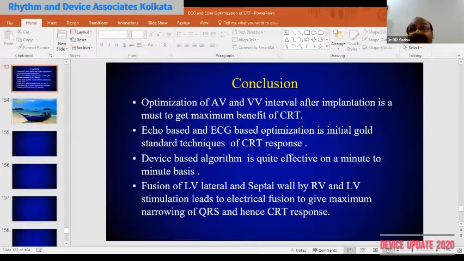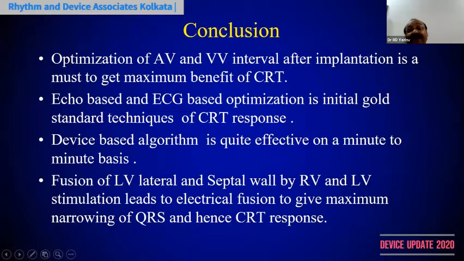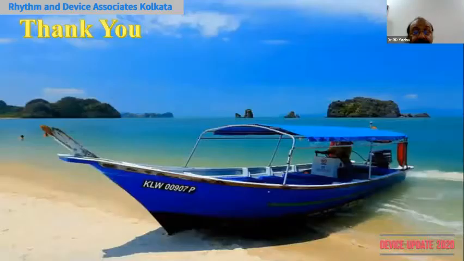Optimization of AV and VV interval after implantation is a must to get maximum benefit of CRT. Echo-based and ECG-based optimization are the initial gold standard techniques of CRT response. Device-based algorithm is quite effective on a minute-to-minute basis. Fusion of LV lateral and septal wall by RV and LV stimulation leads to electrical fusion to give maximum narrowing of the QRS and hence the CRT response. And thank you.